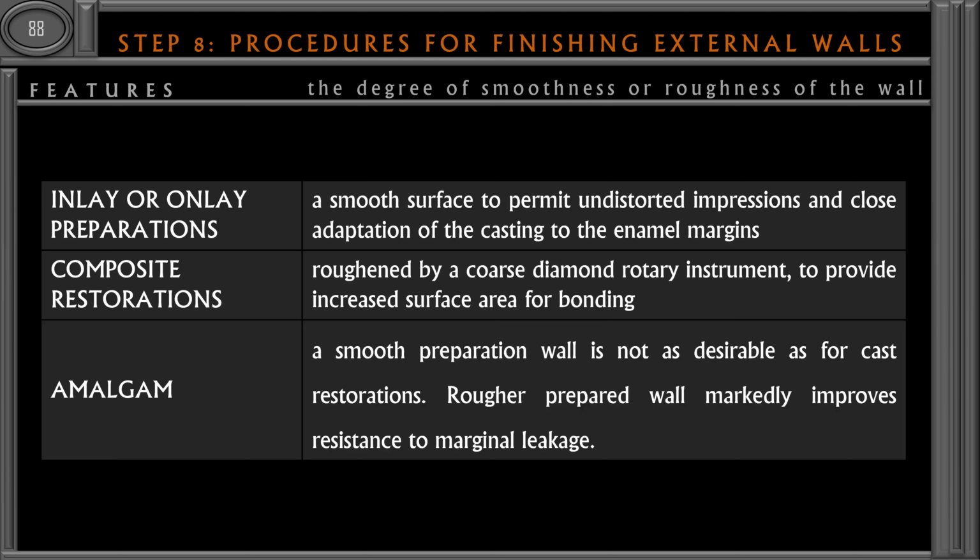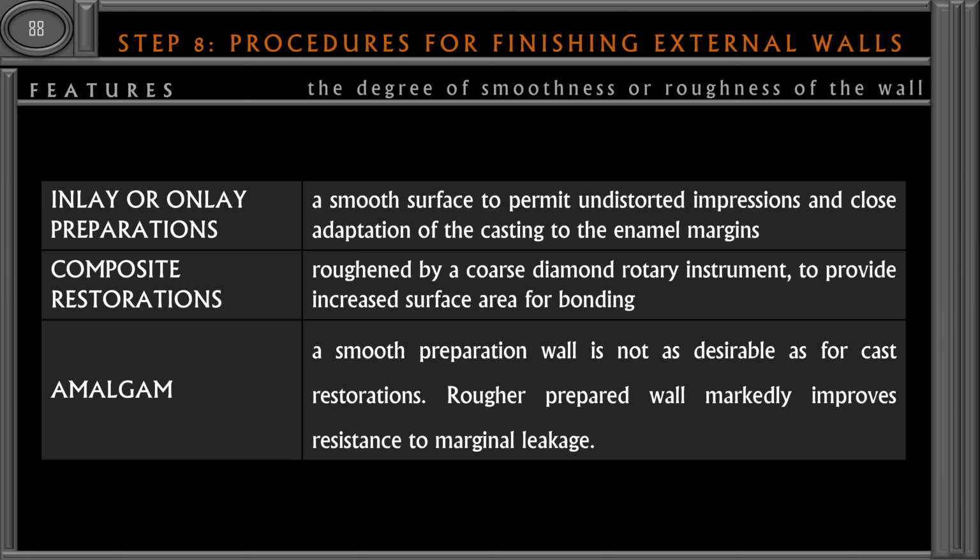So we can summarize it by saying that in inlay or onlay preparation, especially for a cast metal restoration, a smooth surface is very, very essential, so that there will be a close adaptation. So the walls and the margins should be very, very smooth for a cast metal restoration. For a composite restoration, it has to be rough.